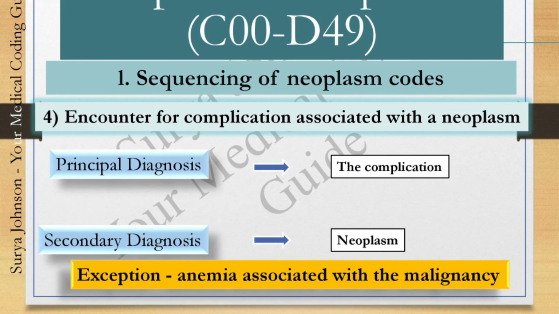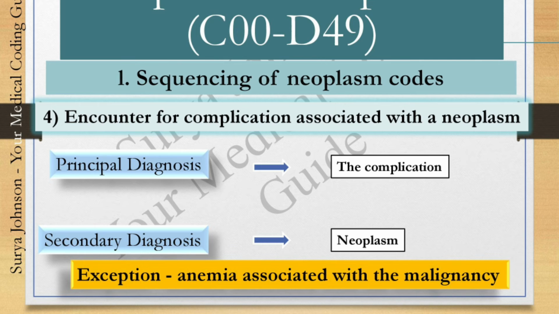The fourth one under sequencing of neoplasm codes is encounter for complication associated with a neoplasm. If the patient has a complication because of this neoplasm, the principal diagnosis will be the complication, and the secondary diagnosis will be the neoplasm. The exception, as I already told, is anemia associated with malignancy, which has a different rule. In that scenario, you will code, tell me the answer. Yes, neoplasm will be the principal diagnosis, and the secondary will be, you're right, anemia associated with the malignancy.